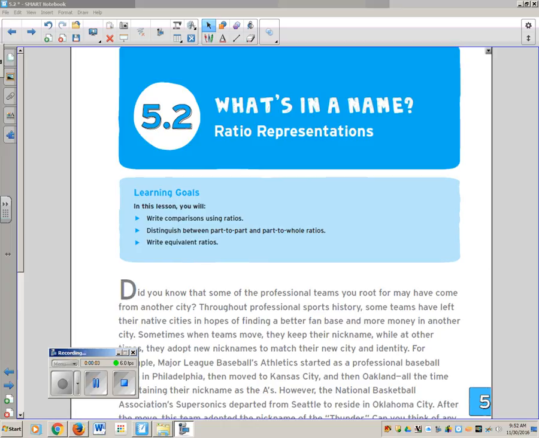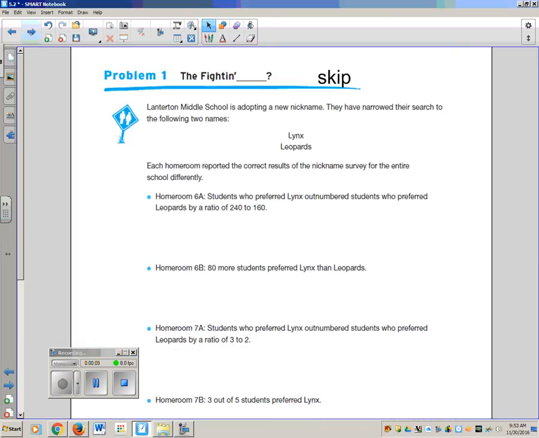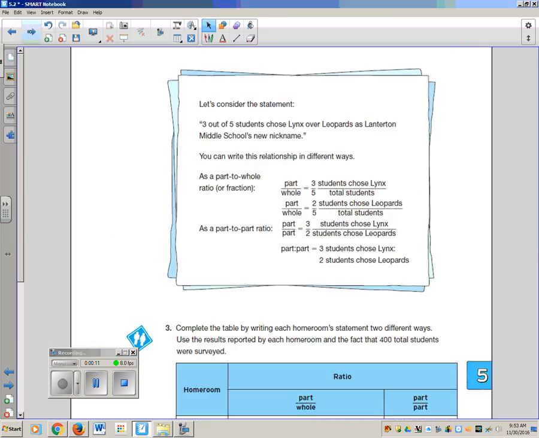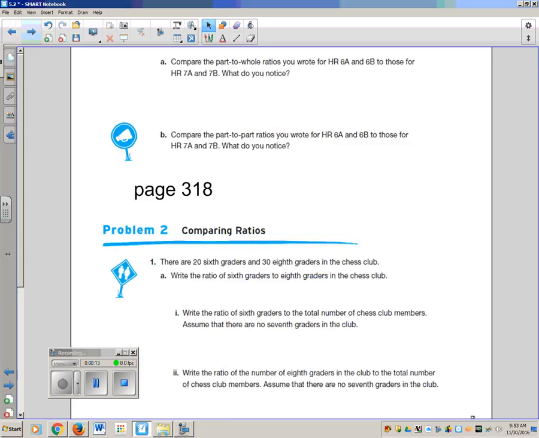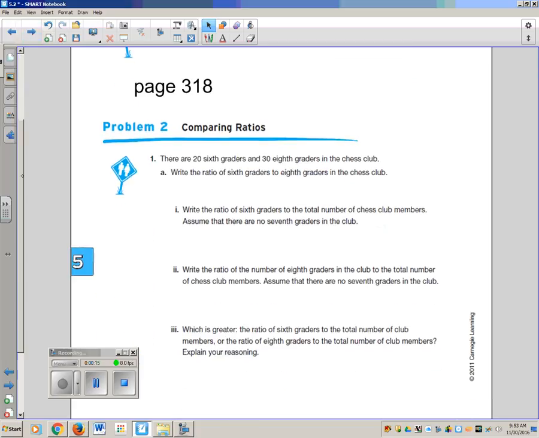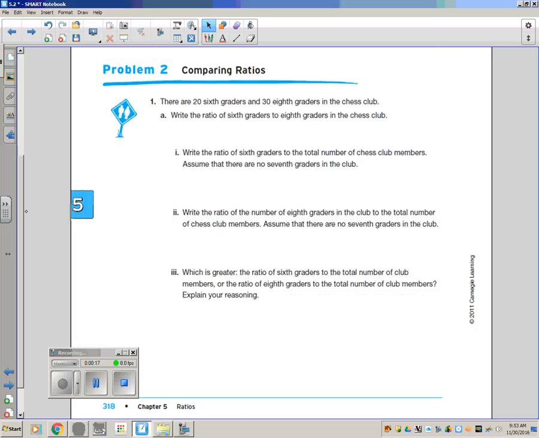Chapter 5, Section 2. This should be a quick section. We're going to skip a few pages. So skip problem 1. We're going to start on page 318, comparing ratios.